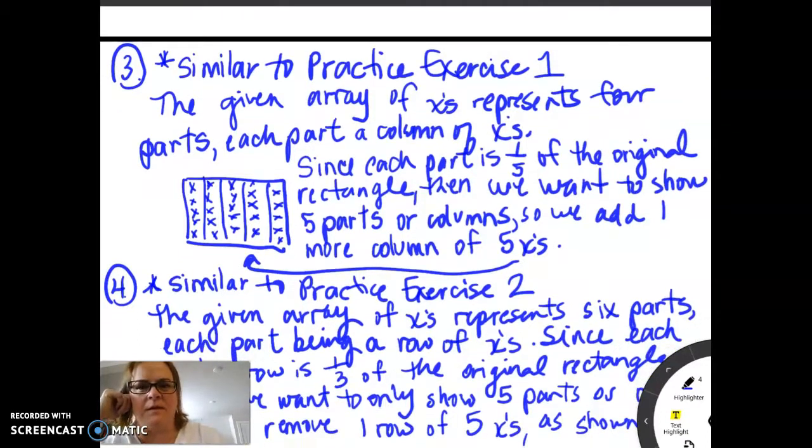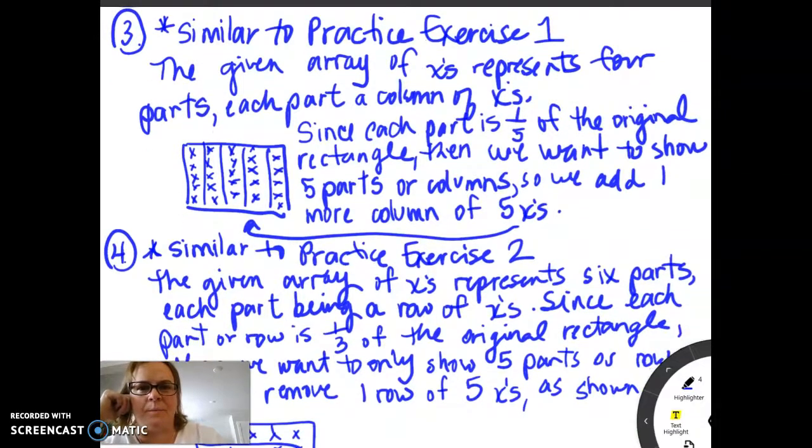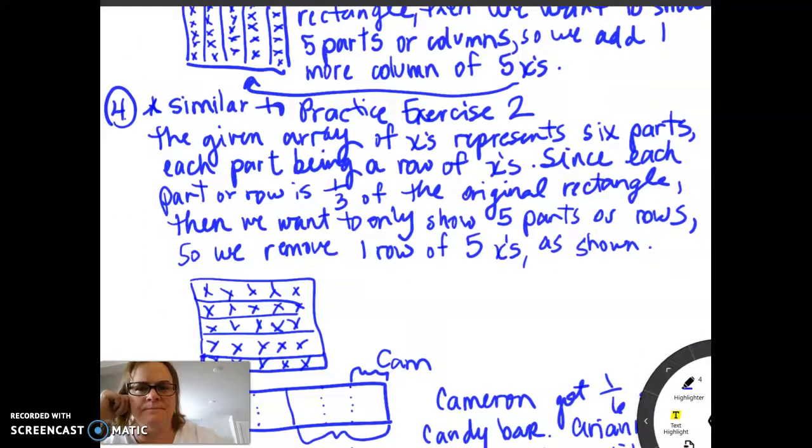All right, so the given array, the one that they gave you in the problem, is an array of x's that represents 4 parts, and each part is a column of x's. And since each part is a fifth of the original, then what we want to do is show 5 parts or 5 columns. So we would have had to add one more column of 5 x's.